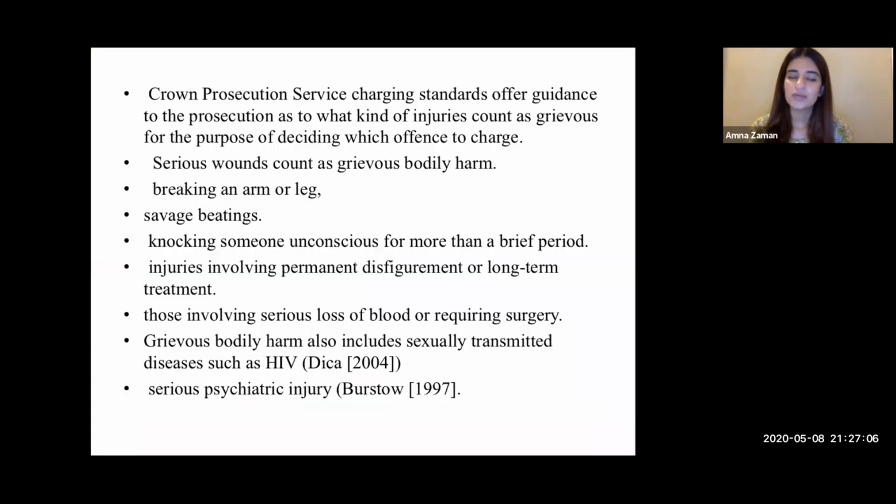However, something which proved to be a bit more helpful when deciding whether grievous bodily harm has occurred or not were the guidelines given by the Crown Prosecution Service. So basically, they provided a few examples of situations that, if they occurred, would amount to grievous bodily harm, and therefore a conviction for Section 18 can be secured if the mens rea is available as well.